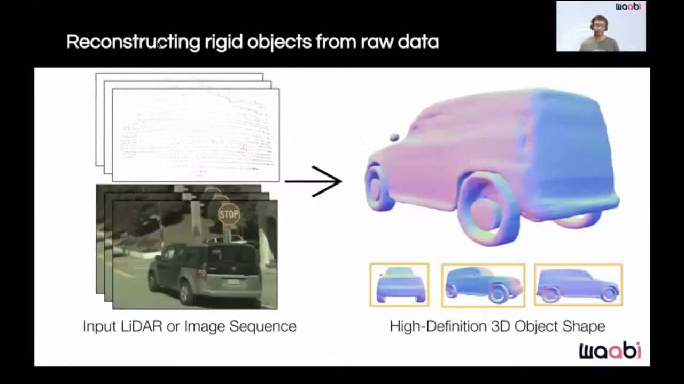Here's the problem setup for rigid object reconstruction. We typically have a sequence of LiDAR and image data from a single data collection trajectory, and we can use offline perception algorithms or user annotations, such as bounding boxes or segmentation models, to generate only observation data related to the actor of interest. We then want to recover a high quality shape.